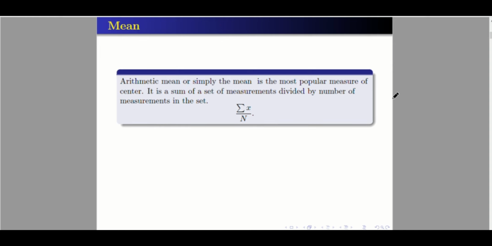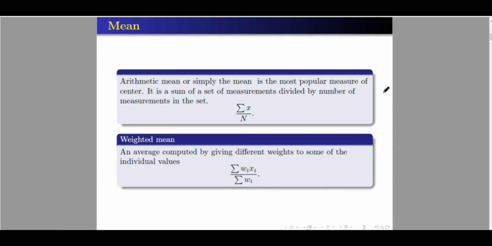So what is the mean? The arithmetic mean, or simply the mean, is the most popular measure of center. It is just the sum of a set of measurements, or your data, divided by the number of measurements in the set. So we have here the sum of all your numerical data divided by the total number of numerical data. We also have this weighted mean.